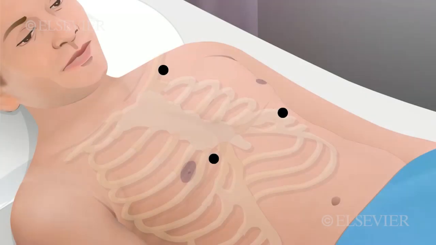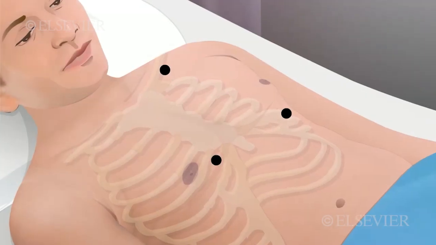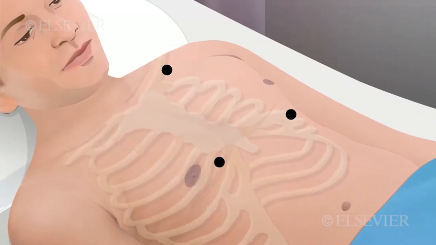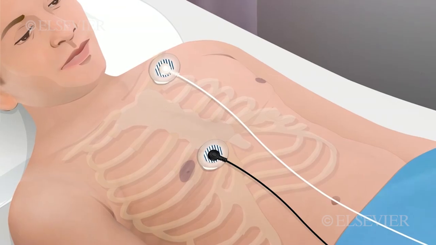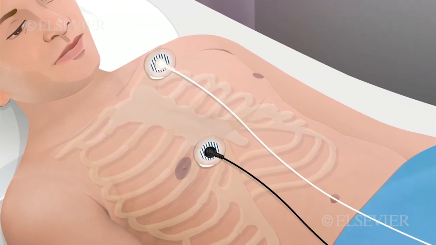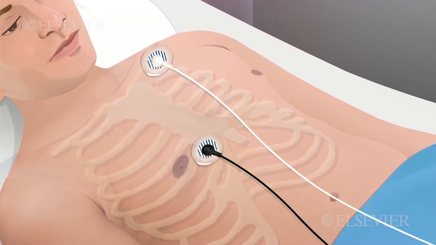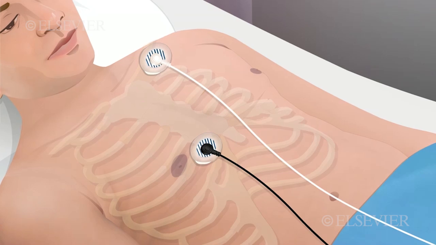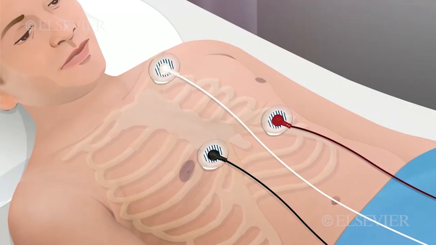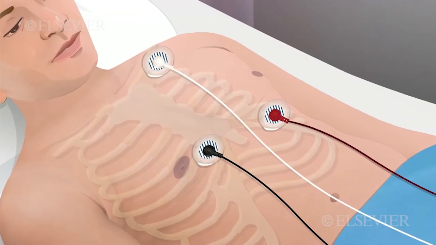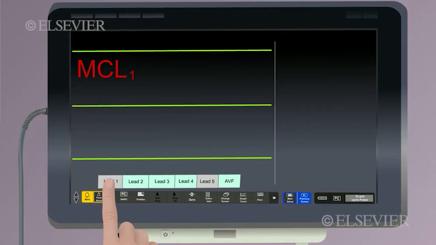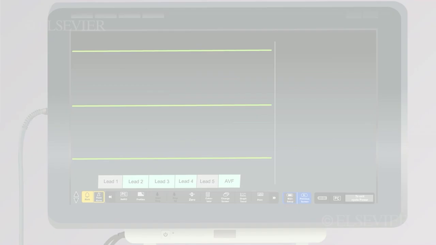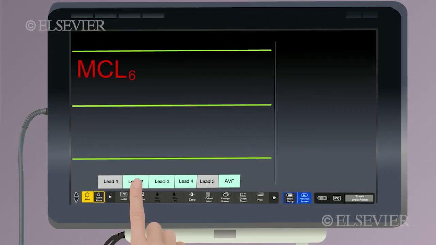3-lead system, MCL1 and MCL6. Place electrodes as follows. Apply the RA electrode close to the patient's left shoulder near the junction of the left arm and torso. Apply the LA electrode at the 4th ICS right sternal border. Apply the LL electrode at the 5th ICS at the mid-axillary line. Select lead 1 to obtain MCL1 and lead 2 to obtain MCL6.